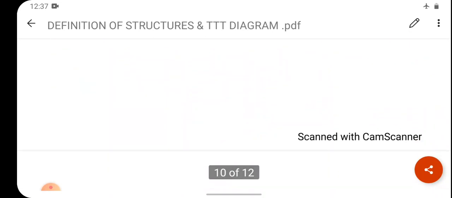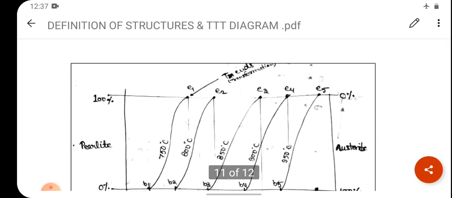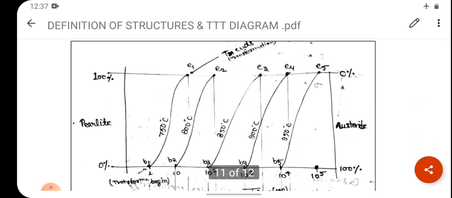So, we can draw the graph by taking different samples. Here I have drawn the TTT diagram. Focus on this diagram. I'll explain the lower part. After that, see here: 750 degree Celsius, 800 degree Celsius, 850 degree Celsius, 900 degree Celsius, 950 degree. This is isothermal, because temperature is constant. So transformation begins at B1 and transformation ends at E1. Clear?